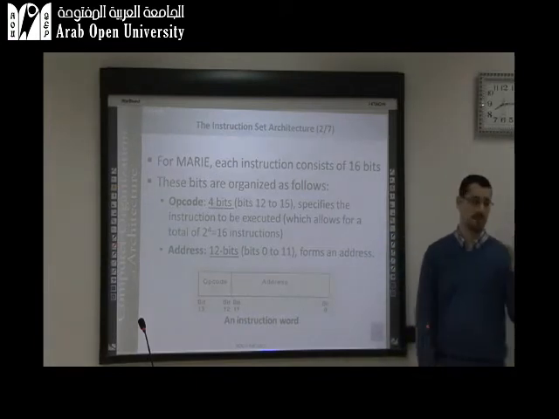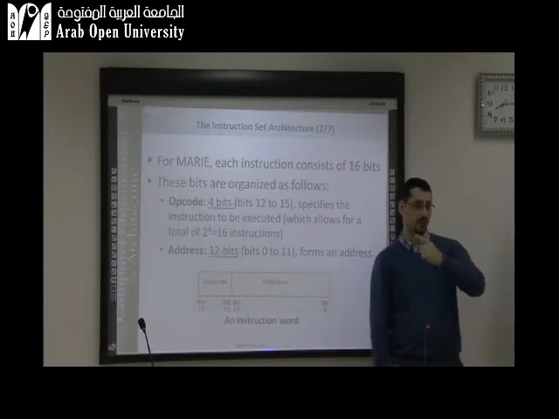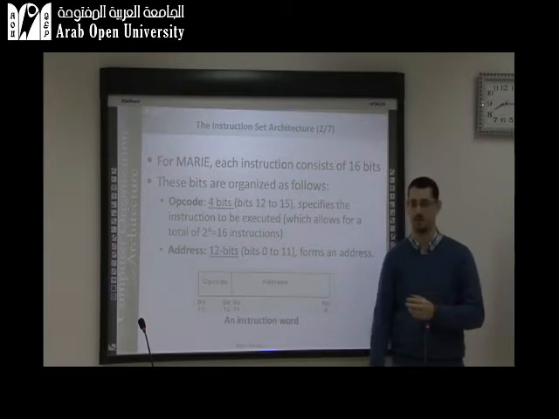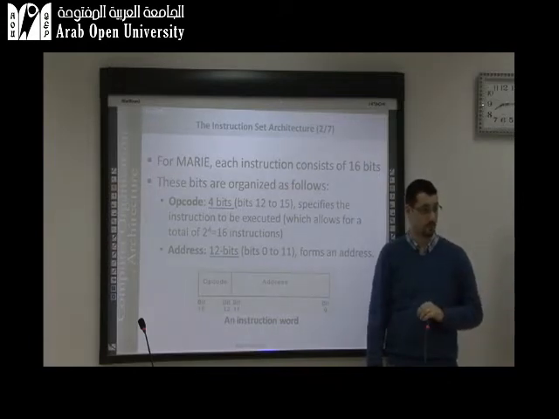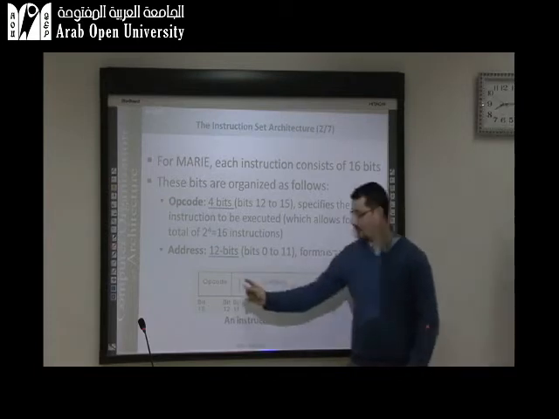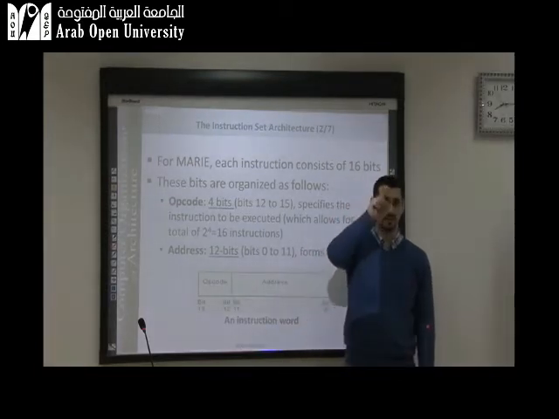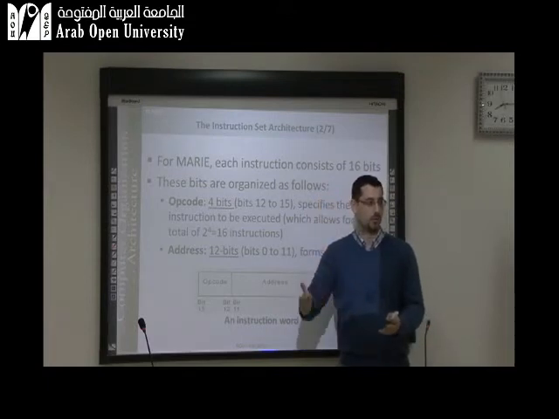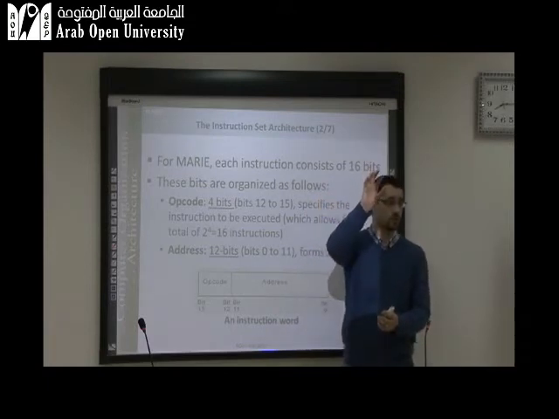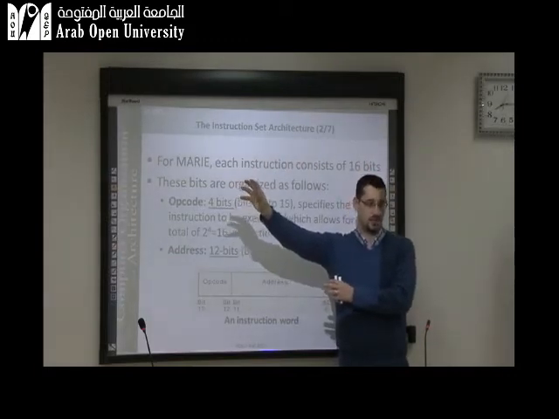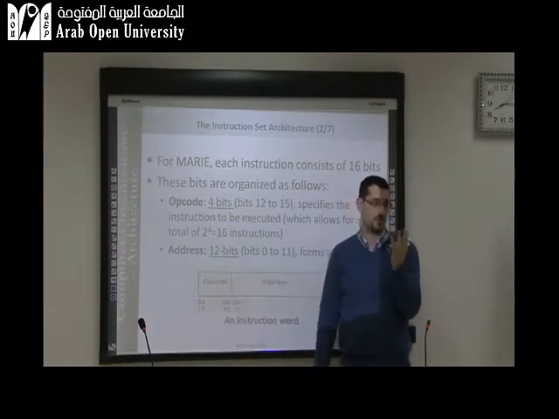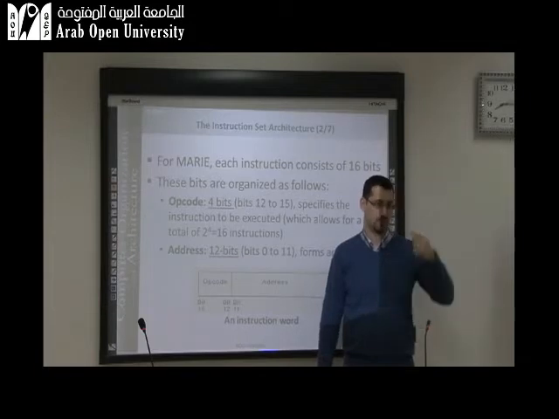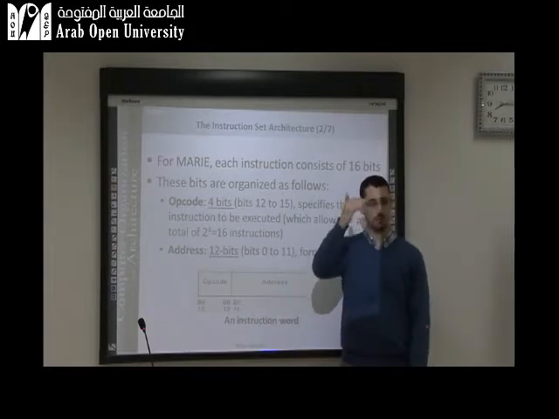So since we have four bits, each opcode is one instruction. So how many different instructions can we have for Marie? We have four bits for the opcode. What does this mean? That we start from 0000 to 1111, and each opcode means a different instruction. So what is the total number of instructions we can represent using an opcode with four bits only? 16. So 2^4, going from 0 to 15.